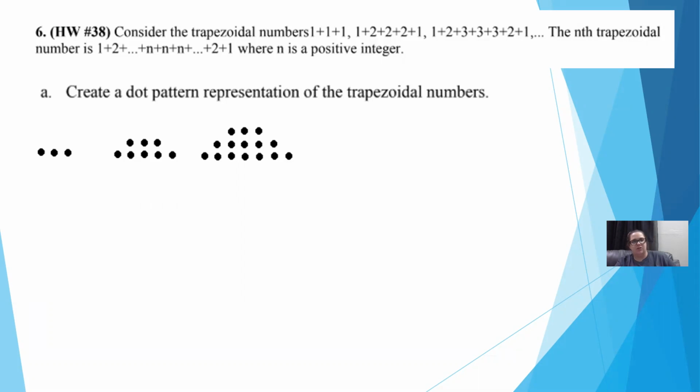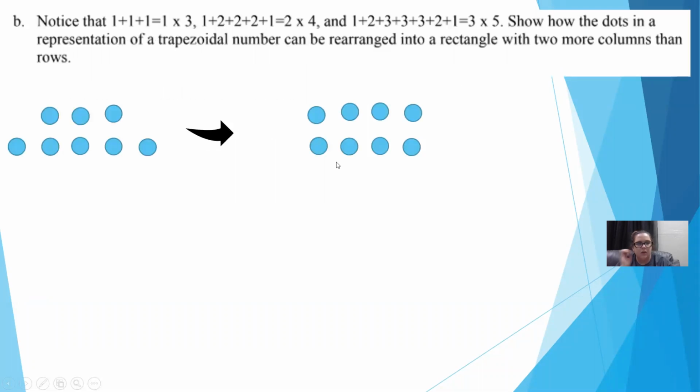So to create a dot pattern representation of the trapezoidal numbers, you have 1 plus 1 plus 1, and then 1 plus 2 plus 2 plus 2 plus 1, and then we have 1 plus 2 plus 3 plus 3 plus 3 plus 2 plus 1. So that's how we got those. Alright, so you'll notice that these equations are there.